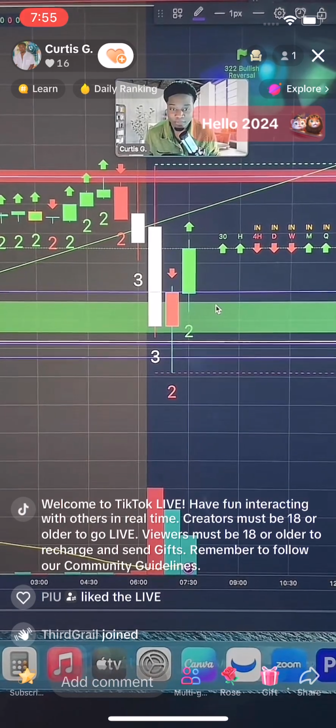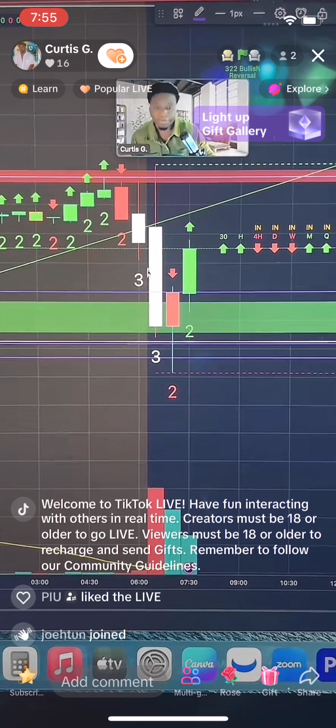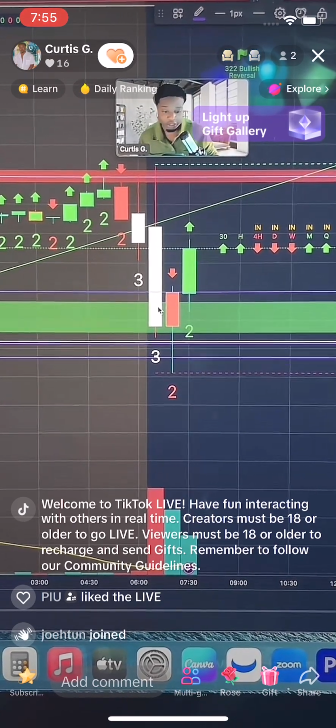Alright, so let's peep it out. So we're taking a look at Google right now, ticker symbol GOOG, and we had a little bit of a bearish pull down this morning, 30-minute chart. So each one of these candles represents 30 minutes of time.